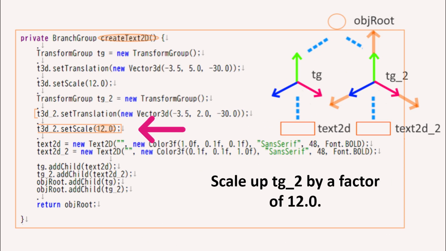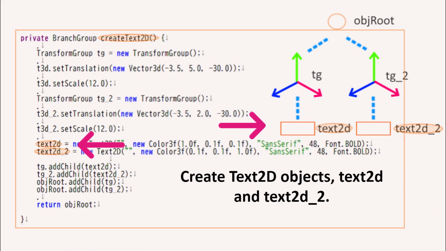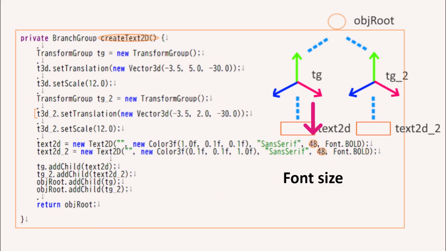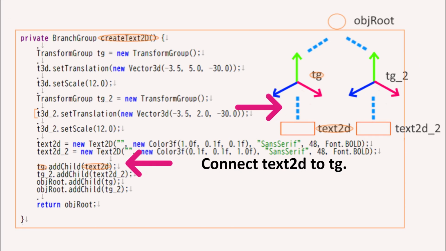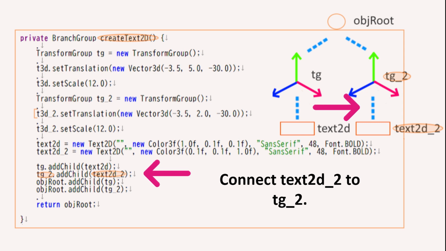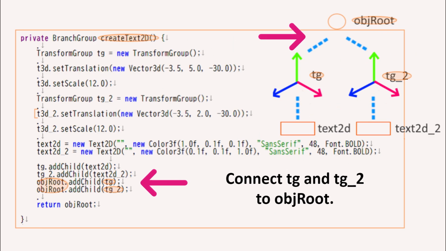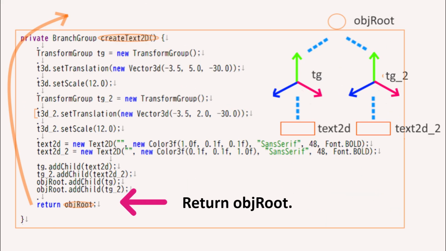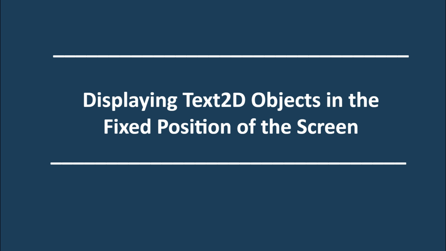Scale up TG2 by a factor of 12.0. Create Text2D objects, text2D and text2D2. String color. Font name. Font size. Font style. Connect text2D to TG. Connect text2D2 to TG2. Connect TG and TG2 to objRoot. Return objRoot.